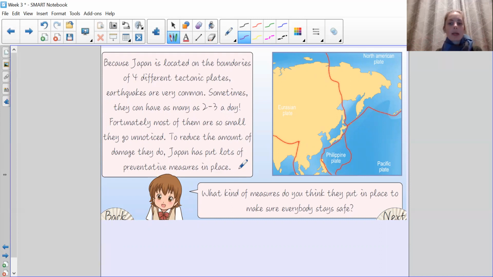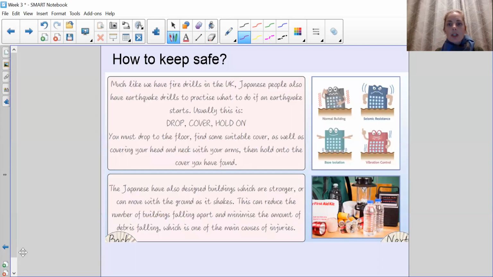Now, can you have a real quick think about what you could do to make sure that you are safe during an earthquake? So have a little think now and think about what you could do to keep safe. So there are various ways in which you can keep safe, okay? This is what some of the people in Japan have to go through.